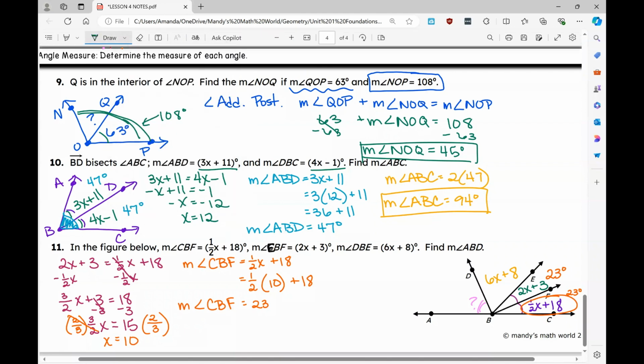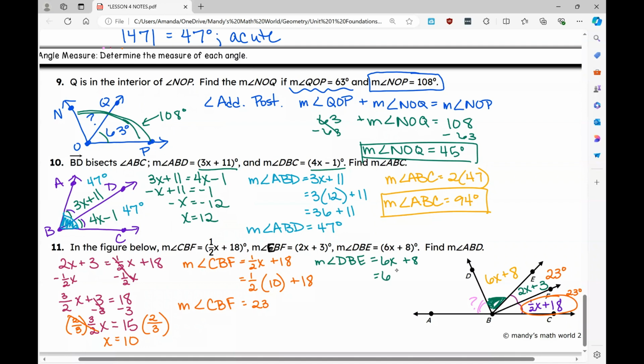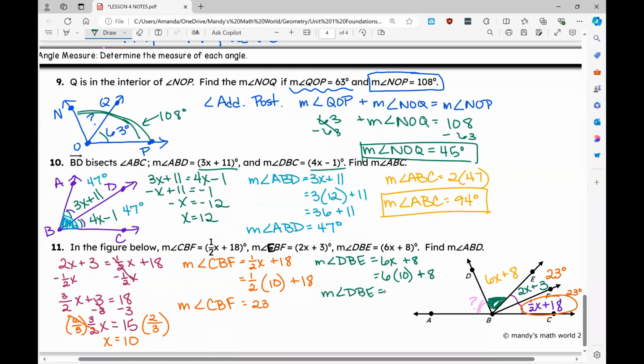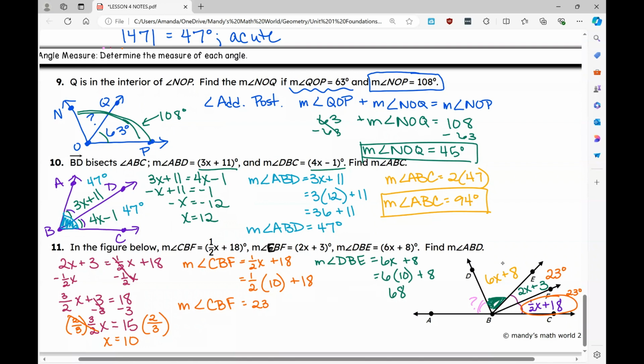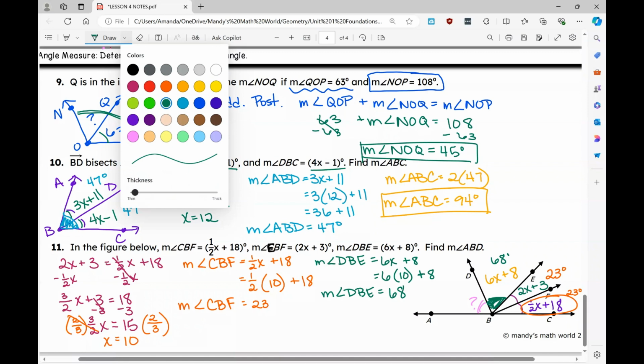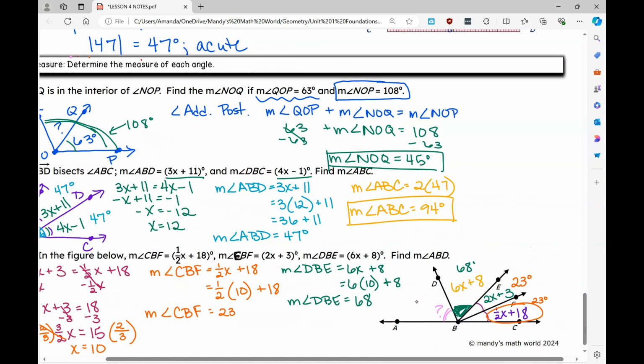Let's move on to angle DBE. The measure of angle DBE, that's this one right here, okay? DBE is 6x plus 8. I know x to be 10. That's 6 times 10 plus 8. So the measure of angle DBE is 6 times 10, which is 60, plus 8, which is 68. So this is 68 degrees. And then this right here, we don't know what it is. So let's just call it y for now. So we'll call this angle measure y.